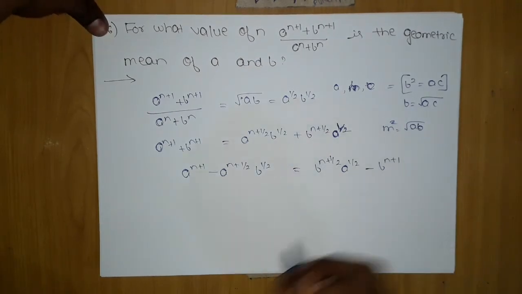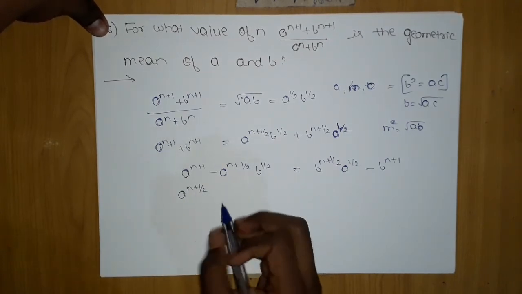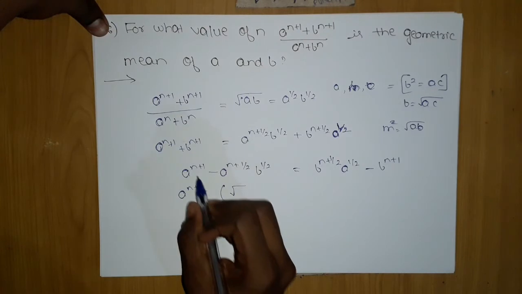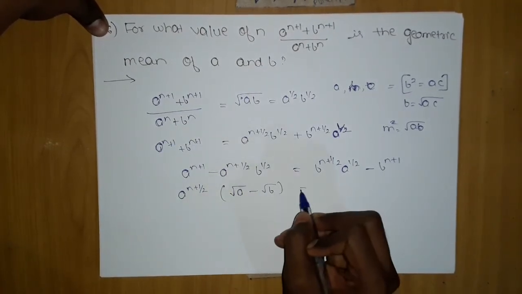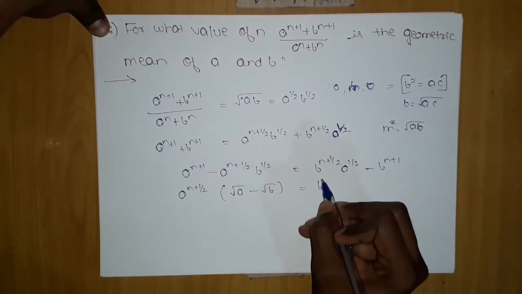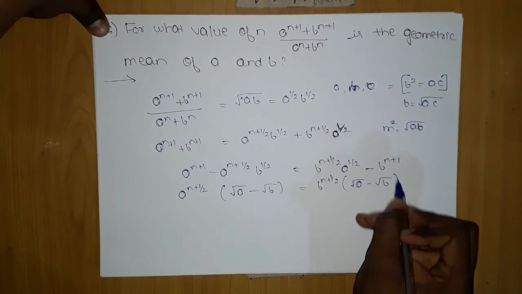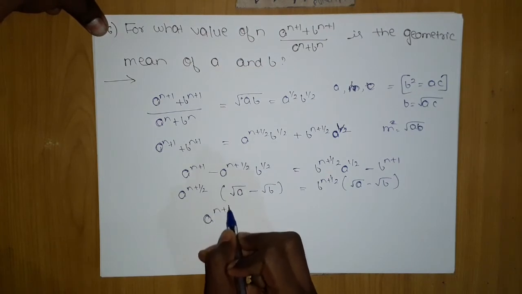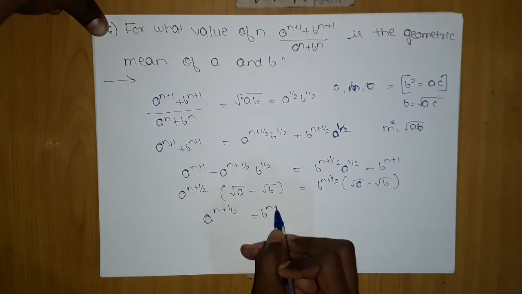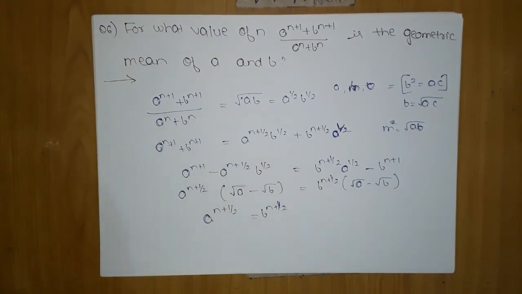Now if I take a^(n+1/2) common, what do we have? 1 by 2 common, it will be under root a, this is under root b. Similarly, if here I take b^(n+1/2) common, what I have is under root a minus under root b. Then under root a minus under root b will nullify, which will give me a^(n+1/2) equal to b^(n+1/2), which is only possible if n+1/2 is 0, because any constant number to the power 0 is 1.